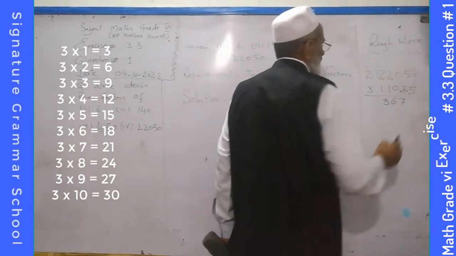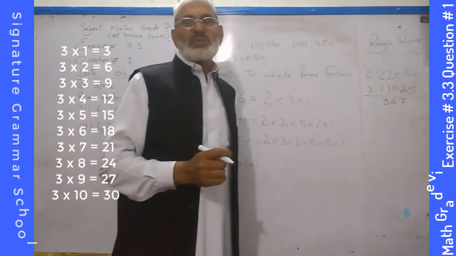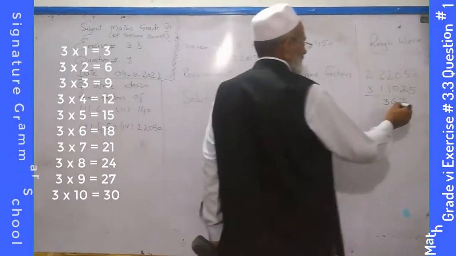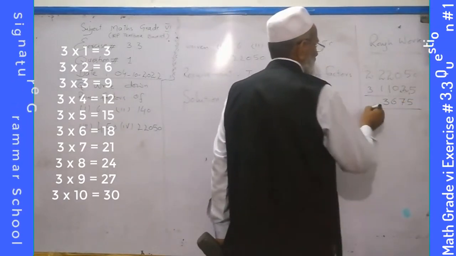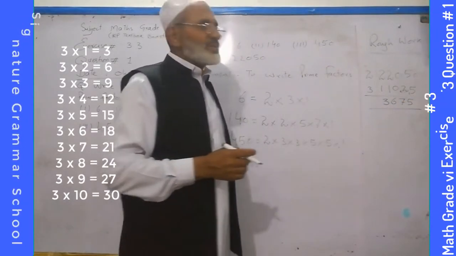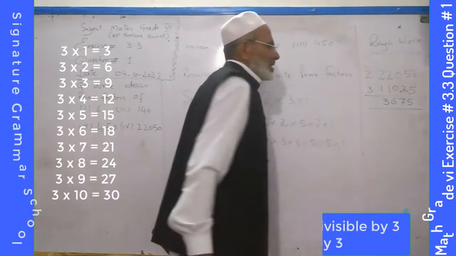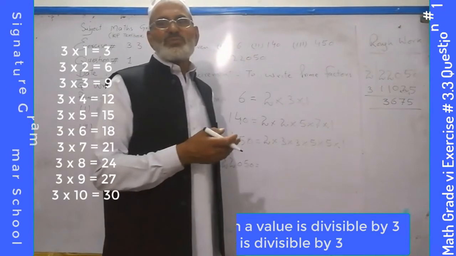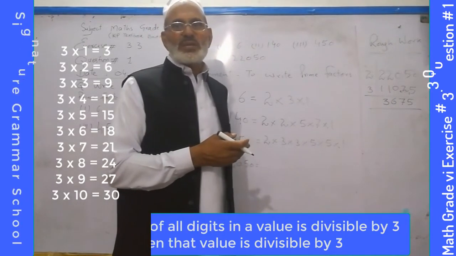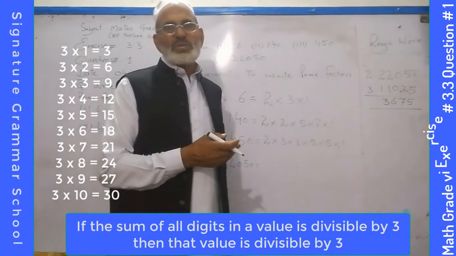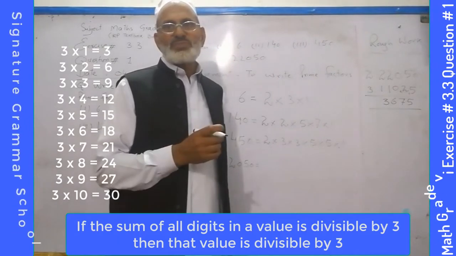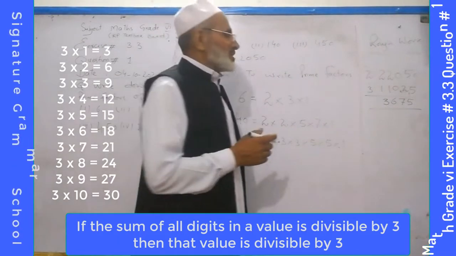Then it came 1, 15. The table of 3 up to 15. 3 5s are 15. Now let's see whether this value is divisible by 3 or not. We are taking the sum total of the digits. There is 5, there is 7, that becomes 12. And 12 plus 6 becomes 18. And 18 plus 3 becomes 21. 21 comes in the table of 3. Therefore this value is again divisible by 3.